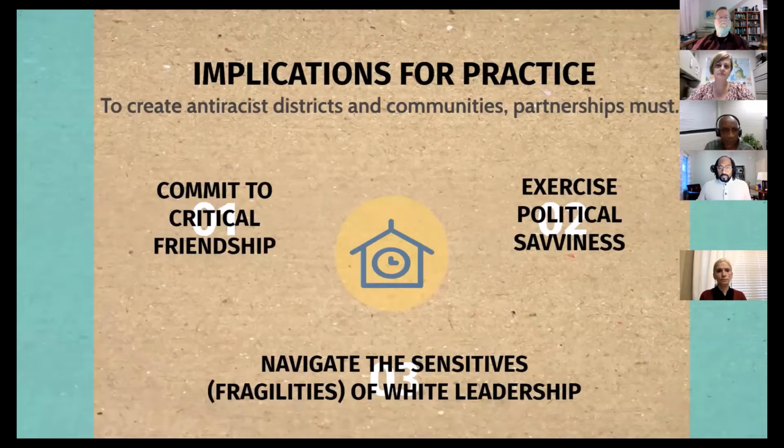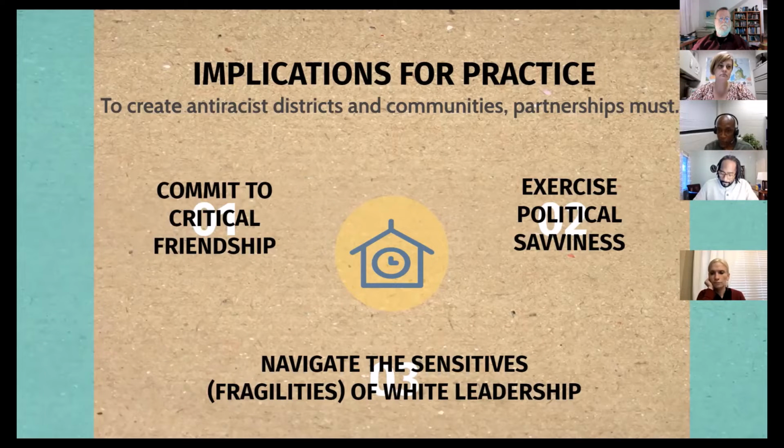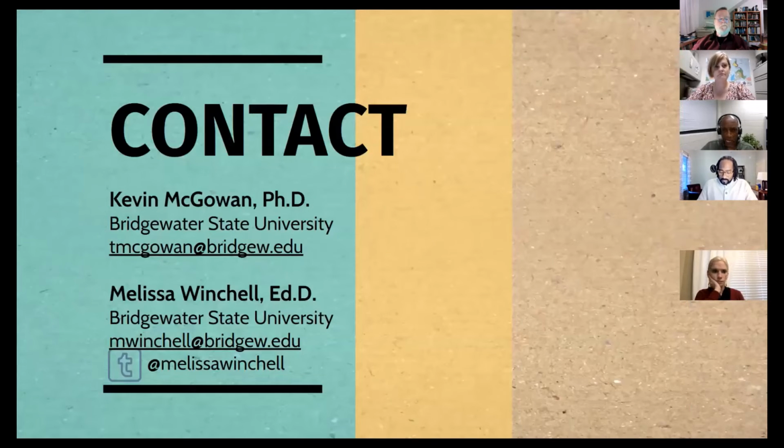So implications for practice. Commit to critical friendship. That is the critical friendship that we developed with and between the members of the study. Critical friendship involved calling people into this work and in certain instances, calling people out in the work. We talked a bit about exercising political savviness, and then finally having to come to terms with navigating the sensitivities of the white fragility of district leadership and how to use that to try to move the anti-racist agenda forward. And here's our contact information, and we'll end there.